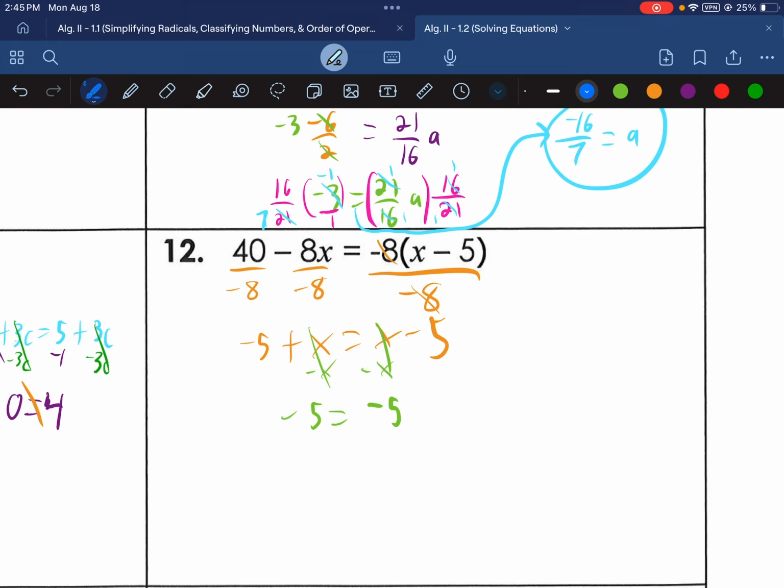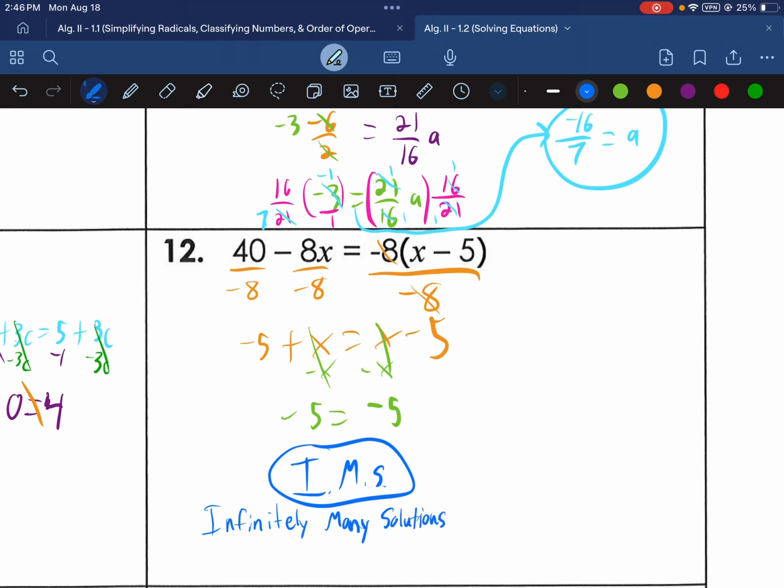We have no variables again, however, this is a true statement. -5 is in fact equal to itself. So this time you get IMS, which is abbreviated for infinitely many solutions.